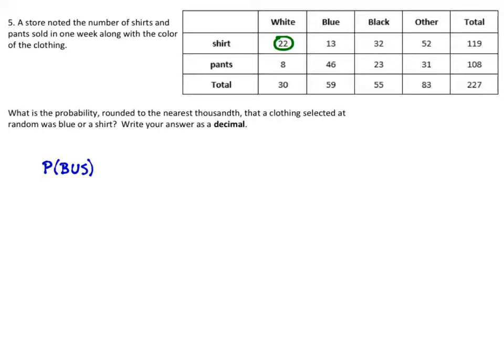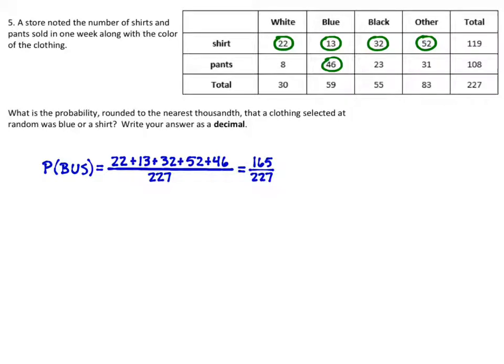But how many shirts do I have? Well, I have 22 there, 13 there, 32 there, and 52 there. And then how many blue things do I have? Well, I have the 13 and the 46. So I don't want to include the 13 twice, but basically everything that's circled there is going to be my event space. So we could add up all of those 5 things and put that over 227.